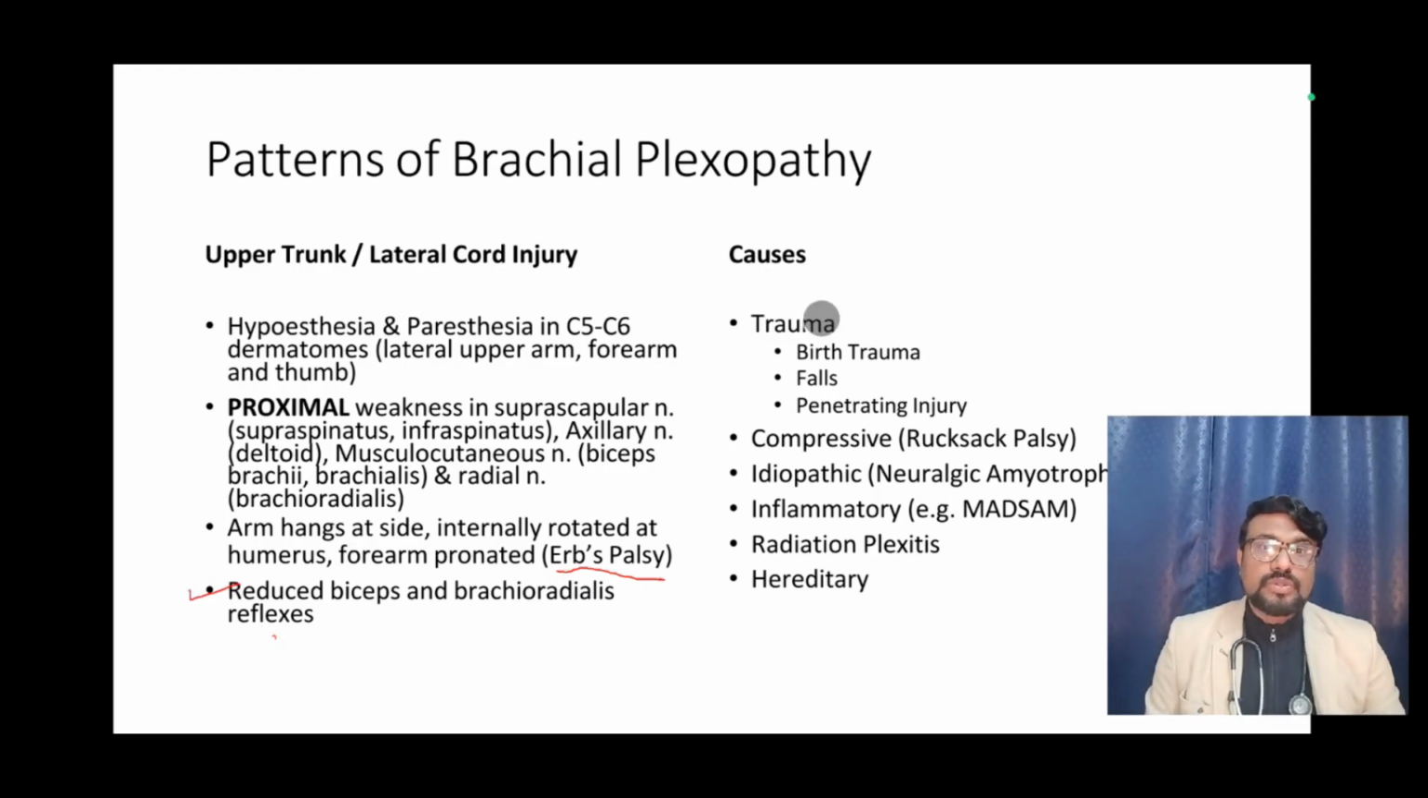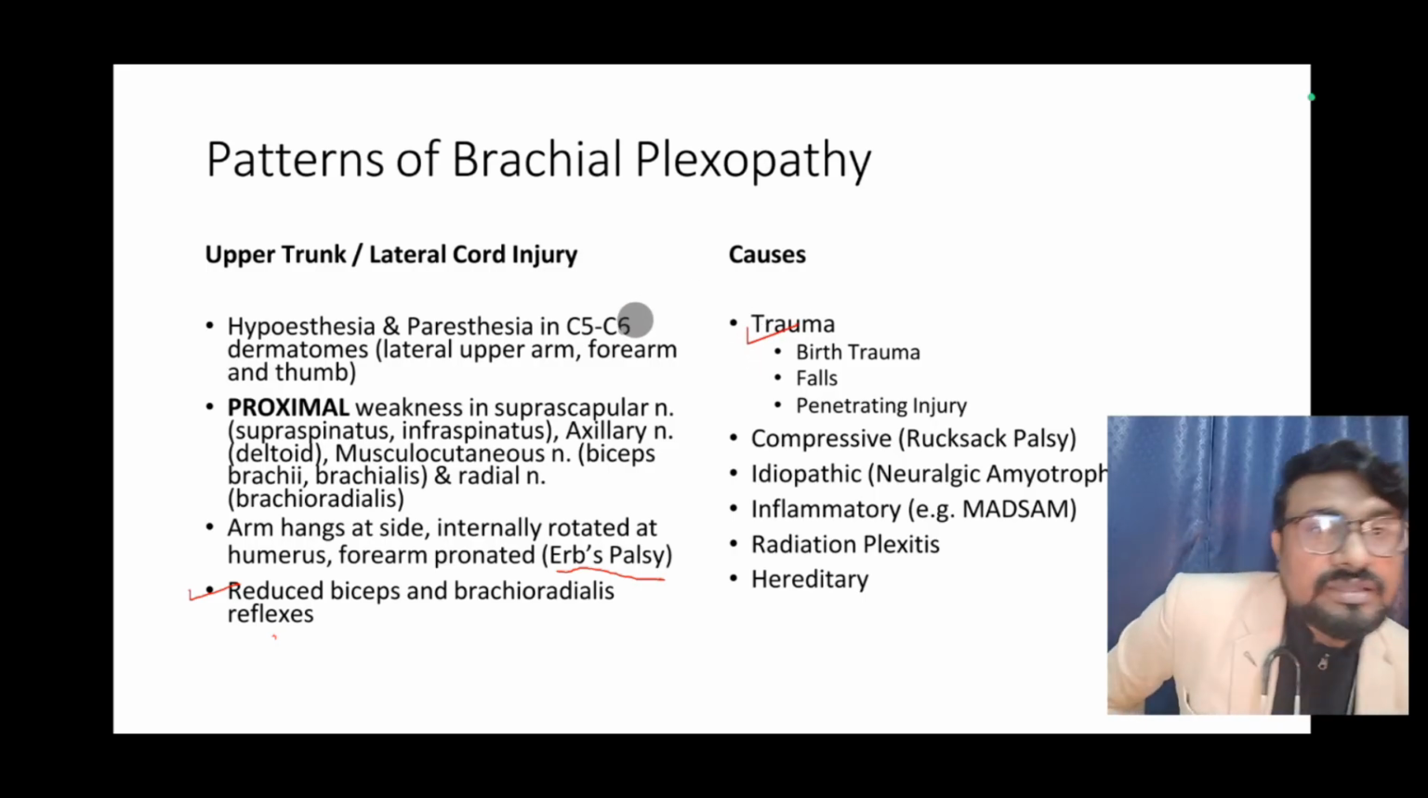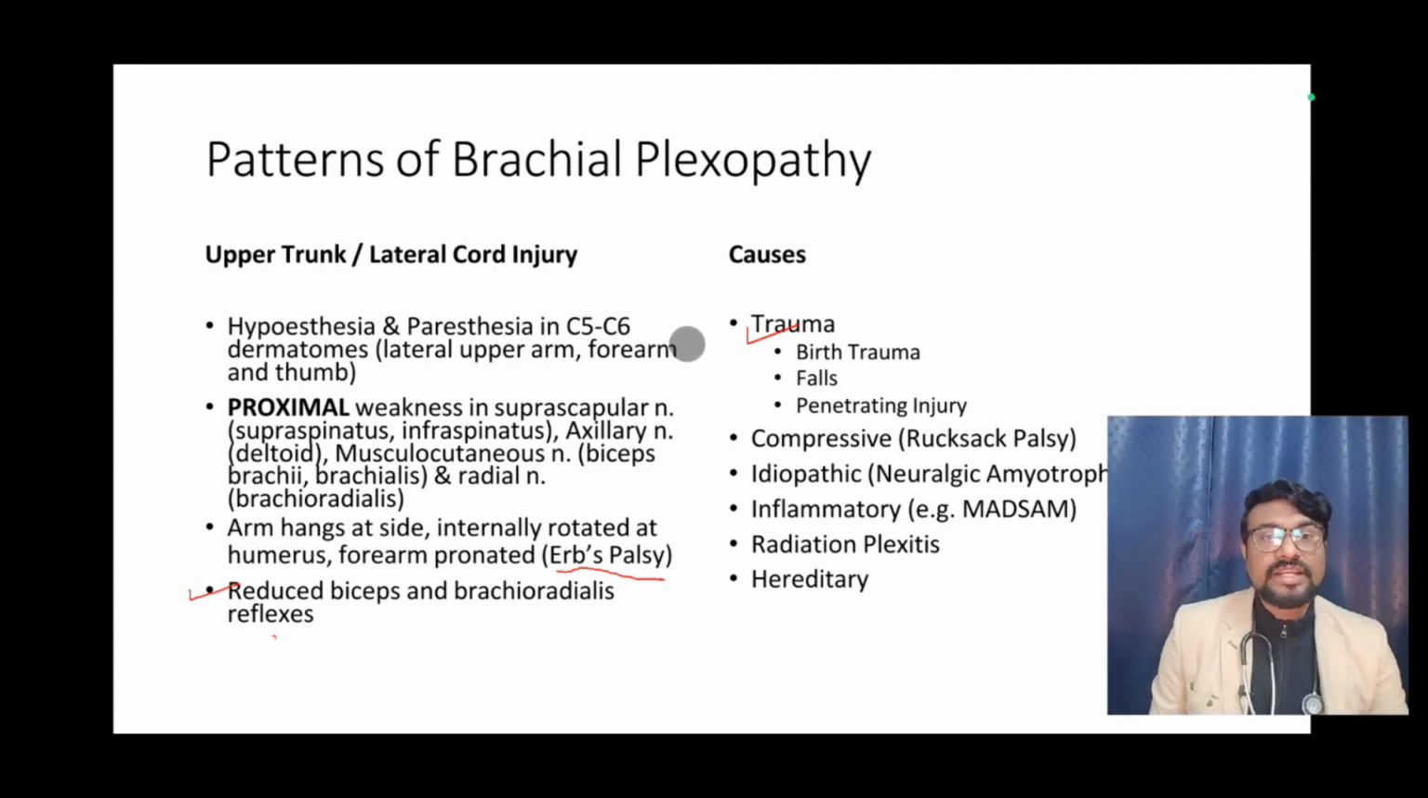The causes for injuries of the upper trunk and lateral cords include trauma, that is birth trauma, fall or penetrating injuries, compressions like rucksack palsy, idiopathic like neuralgic amyotrophy, inflammations like MADSAM, radiation plexitis and hereditary. So these are the different causes that can lead to injuries of the upper trunk and lateral cords of the brachial plexus.